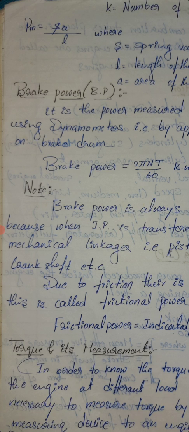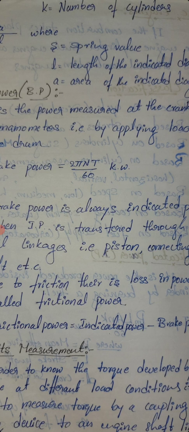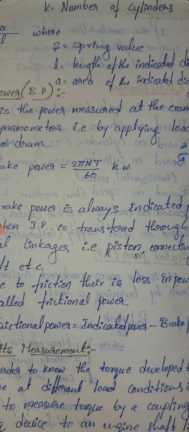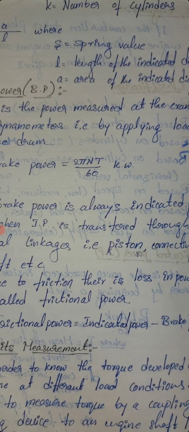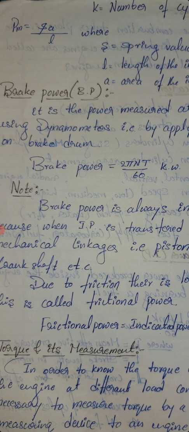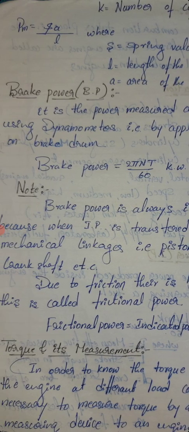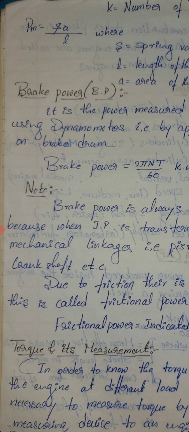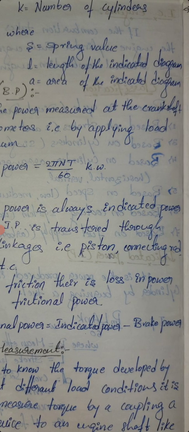Pm is equal to SA by L, where S is the spring value, a small s, L is the length of the indicated diagram, and small a is nothing but the area of the indicated diagram. Look and observe clearly students, the small a is different and capital A is different. Capital A is the area of the piston, whereas small a is the area of the indicator diagram. So if they give the length of the indicator diagram, area of the indicator diagram, and spring value, then you are supposed to calculate the mean effective pressure as SA by L.